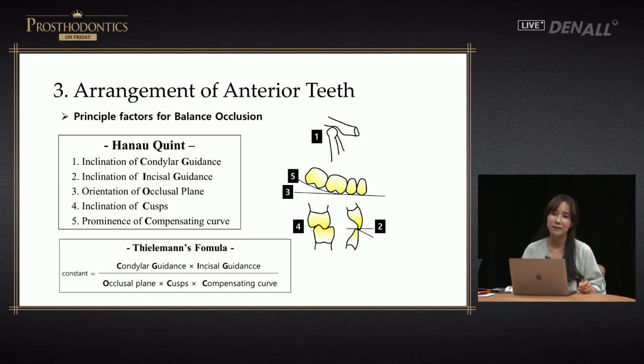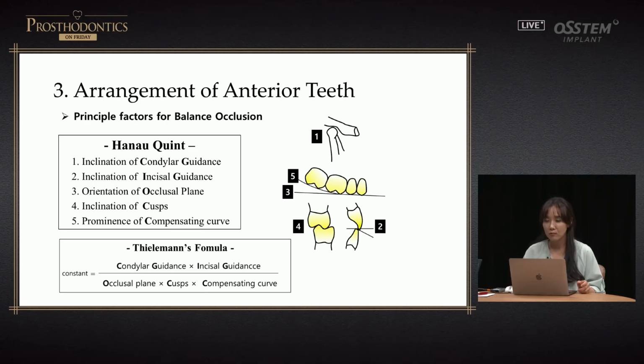This is not easy to follow, but we learned Hanau quint, which is used by us and lab technicians to arrange teeth. We also need to understand this equation. As for the condylar and incisal guidance, at both ends, there are controlling factors. Condylar guidance is unique to a patient and cannot be controlled by a surgeon, so that's an orthodontic factor. A surgeon should set the incisal guidance angle as low as possible to stabilize dentures.